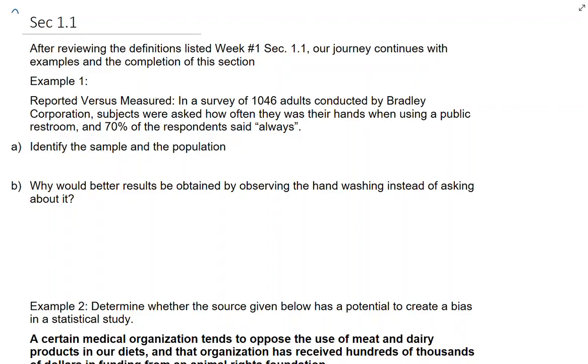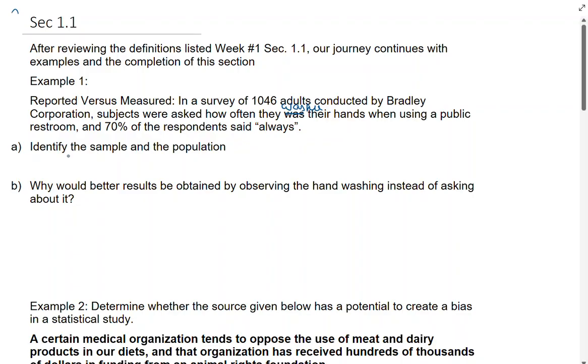A survey of 1,046 adults conducted by Bradley Corporation, subjects were asked how often they washed, sorry about that, typo, washed their hands after using a public restroom, and 70% of the respondents said always. Identify the sample and the population.